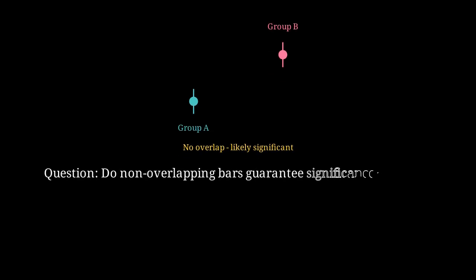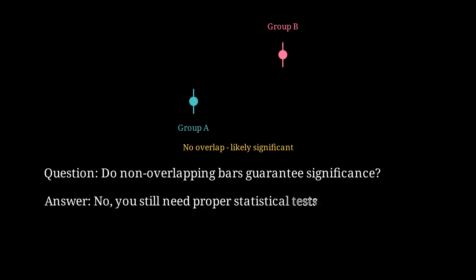Important question. Do non-overlapping error bars guarantee statistical significance? Answer. No, they don't guarantee it. You still need to perform proper statistical tests to confirm significance. Error bars are powerful tools, but they have important limitations we must understand.